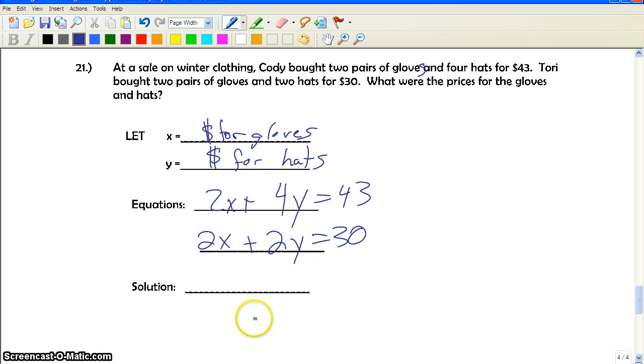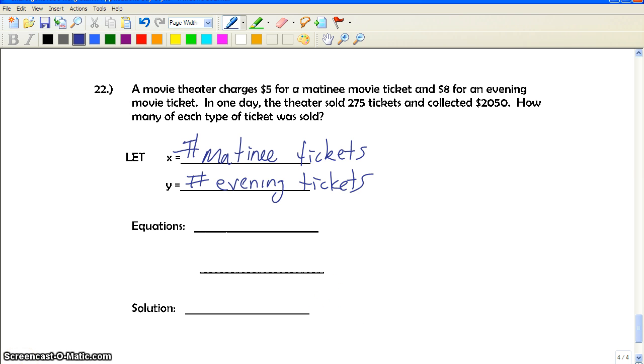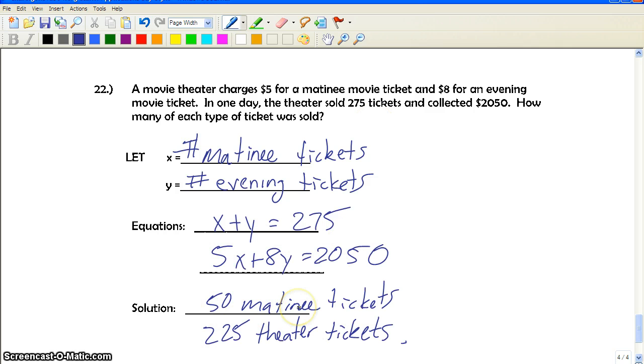Turns out then we're going to spend $8.50 for gloves and $6.50 per hat. Alright guys, running out of time. There's your variables for this one based on the problem statement. And guys, there's the setup for the final ones. You'll pause it. Sorry I ran out of time.